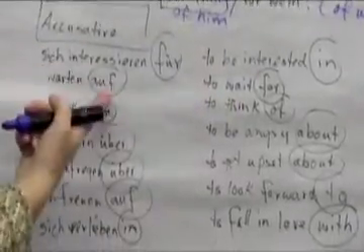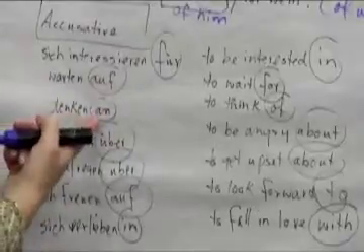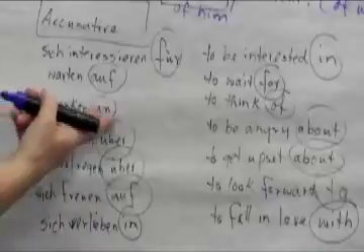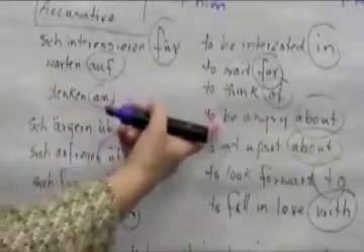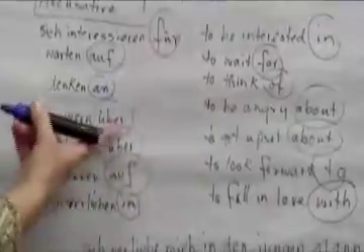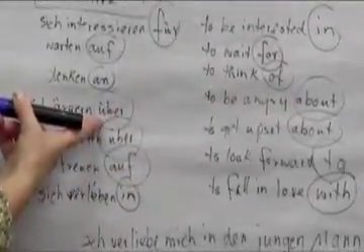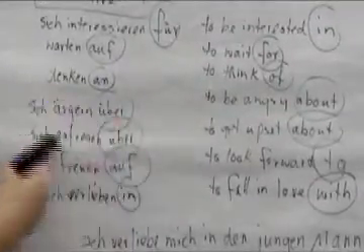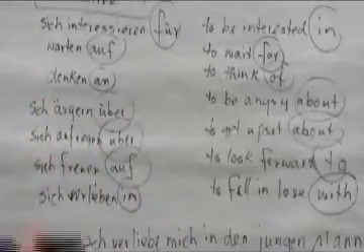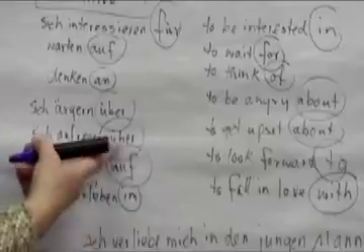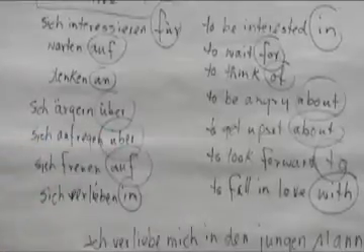Again, accusative, yeah? Denken an, to think of someone or something. Again, an accusative phrase. Sich ärgern über, to be angry about. Accusative follows über. Sich aufregen über, to get upset about something, yeah? Or someone. Again, über requires the accusative case.